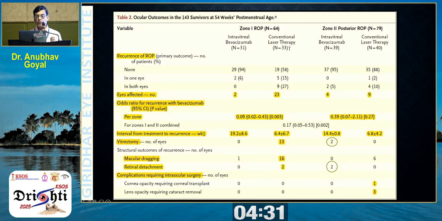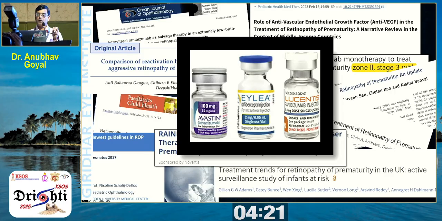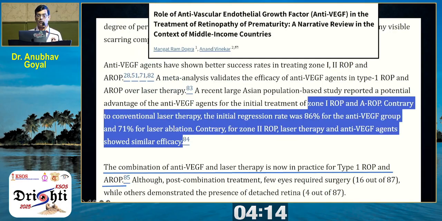It is BEAT-ROP which has shown that anti-VEGF is better for zone 1 and laser is better for zone 2 treatment. And ETROP gives the actual treatment classification for ROP, whom to treat and whom to observe. So now the anti-VEGF era is here. A lot of anti-VEGF agents have been used in ROP, like bevacizumab, ranibizumab, and Eylea. A lot of publications are there on it.